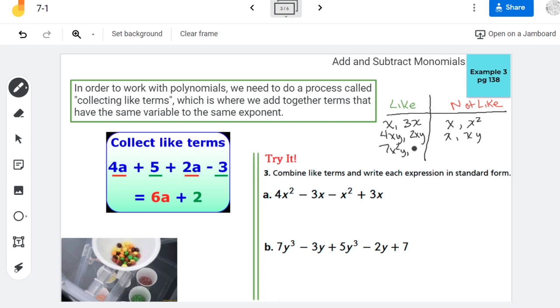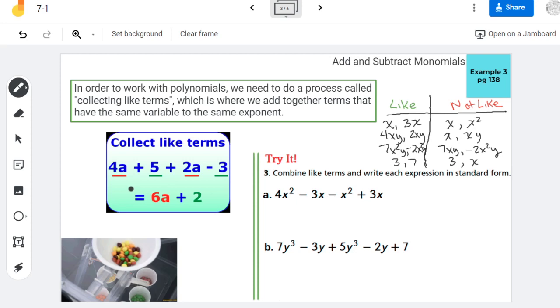7x squared y and negative 2x squared y. Those are like terms. However, 7xy and negative 2x squared y are not like terms because they don't have the same exponent. Okay, so that's an example of like versus not like. 3 and 7 are like terms. 3 and x are not. I think that drills in the point here.